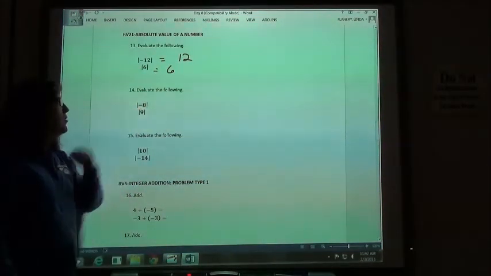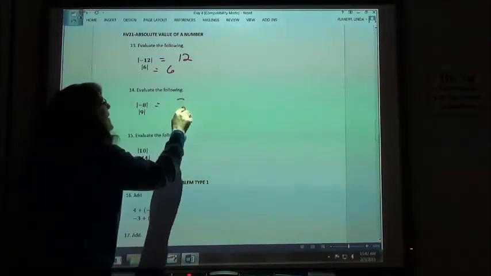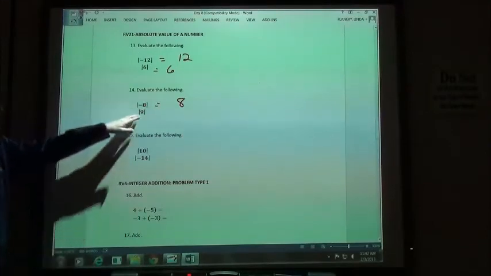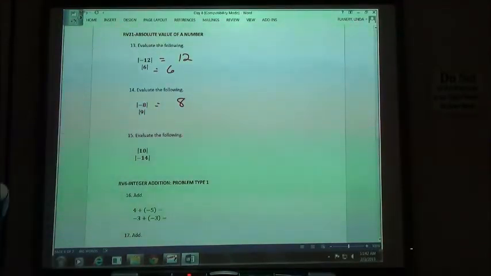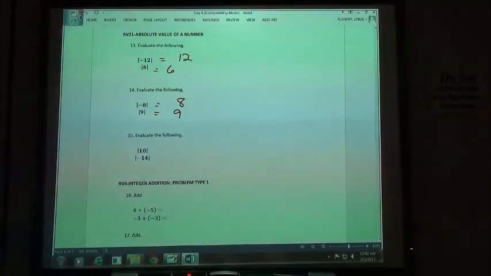The absolute value of negative 8. How far is negative 8 from 0? It's 8 places. The absolute value of a positive 9. How far is 9 from 0? It's 9 places. So number 15, go ahead and evaluate what's the absolute value of 10 and what's the absolute value of negative 14.